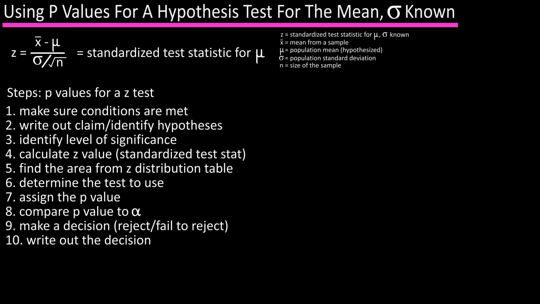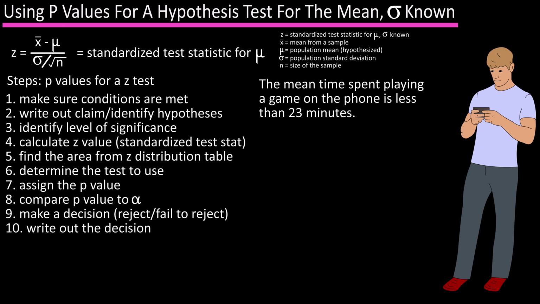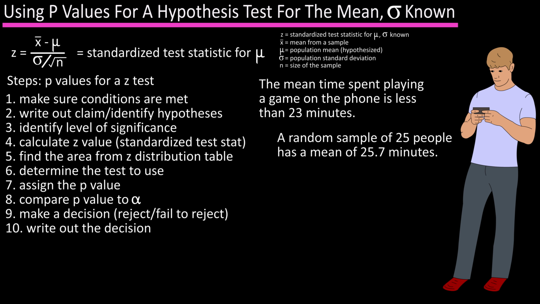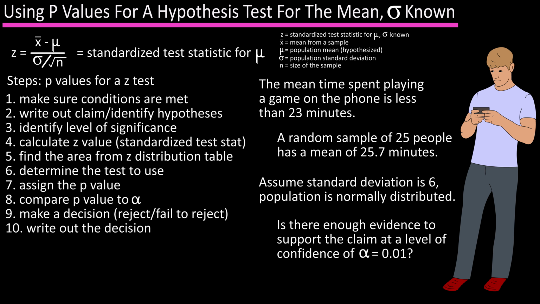All right, one more example, and I'm going to go through this a little quicker. A website reported that the mean time for a person per day spent playing a popular game on their phone is less than 23 minutes. A random sample of 25 people showed a sample mean of 25.7 minutes. Assume the population standard deviation is 6 minutes, and the population is normally distributed. Is there enough evidence to support the claim at a level of significance of alpha equals 0.01?